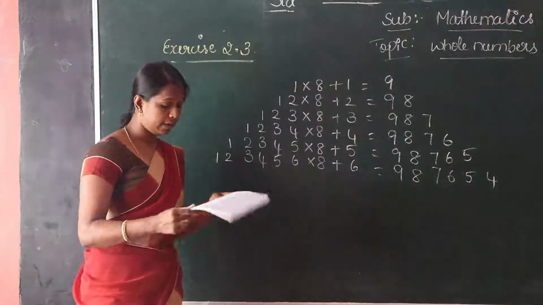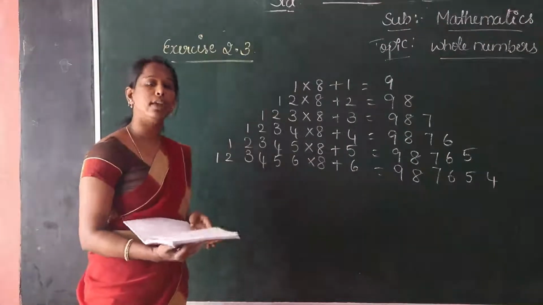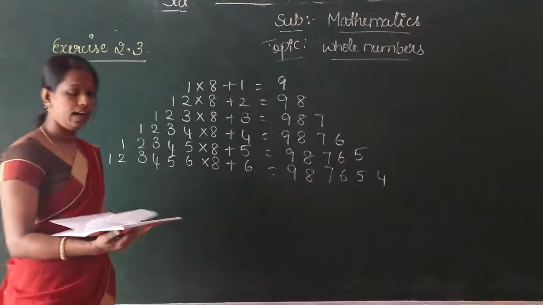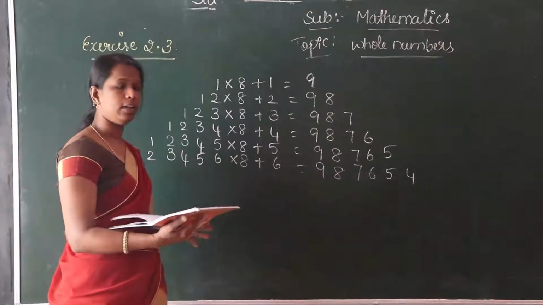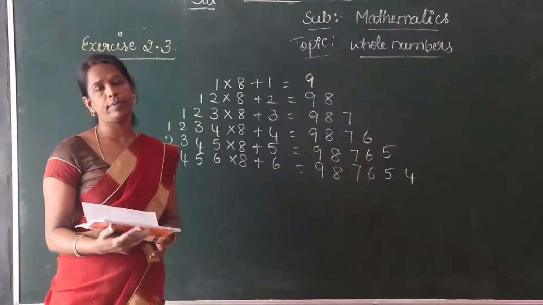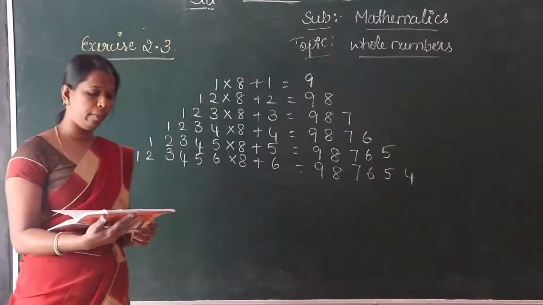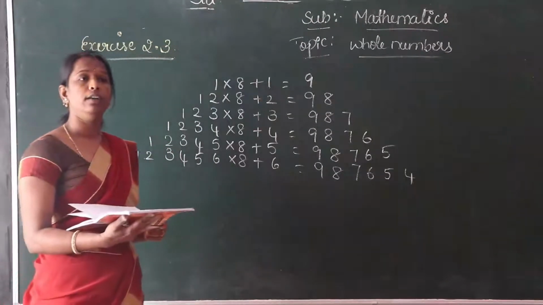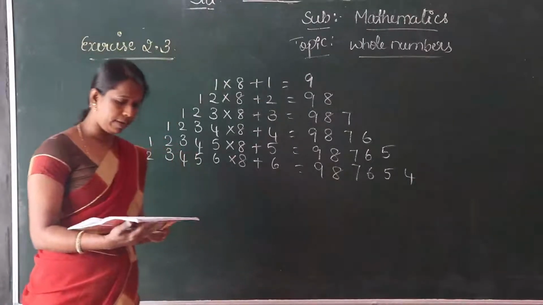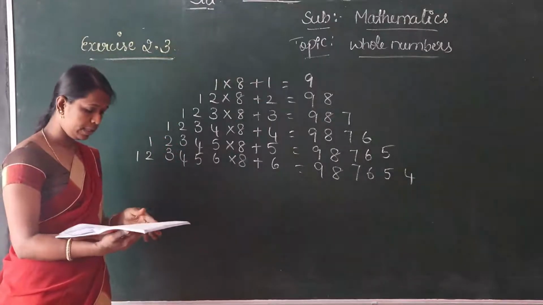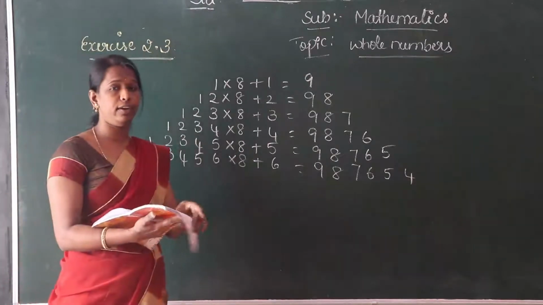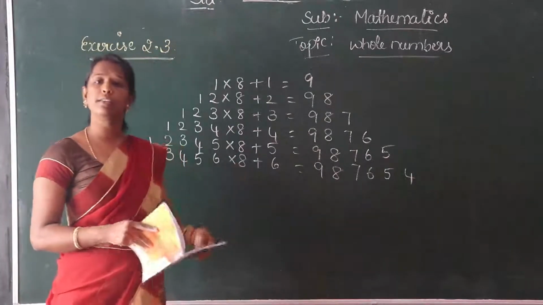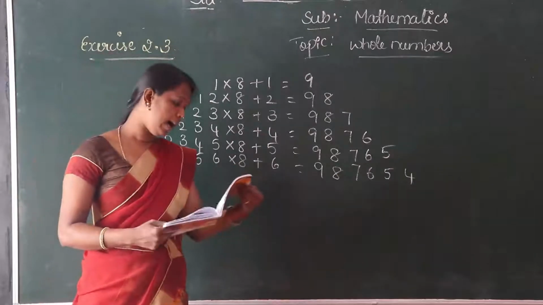Okay children, this is the end of this chapter. So in this chapter we learn successive numbers, predecessor, successor, and also some main properties: closure property, associative property, distributive property, commutative property, and zero, that is the identity. So one is the identity for multiplication and zero is the identity for addition.